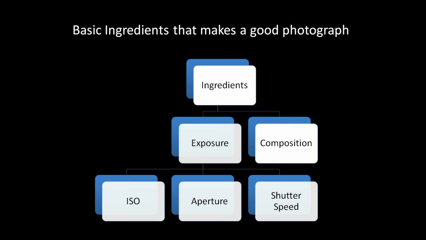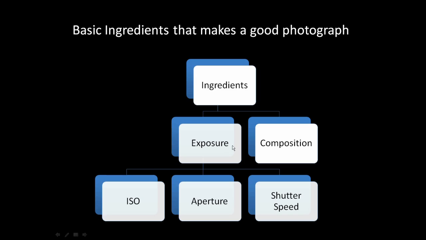These are the basic ingredients that make up a good photograph. I have broadly classified them into two categories: composition and exposure. Composition is basically how you frame your subject. You know, whether you want to keep the subject in the middle of your photograph or on the left side or on the right side or wherever you want. But once you have taken a photograph, you can do very little editing of it as far as composition of a photograph is concerned. We'll talk about composition in detail in a later part of this video.